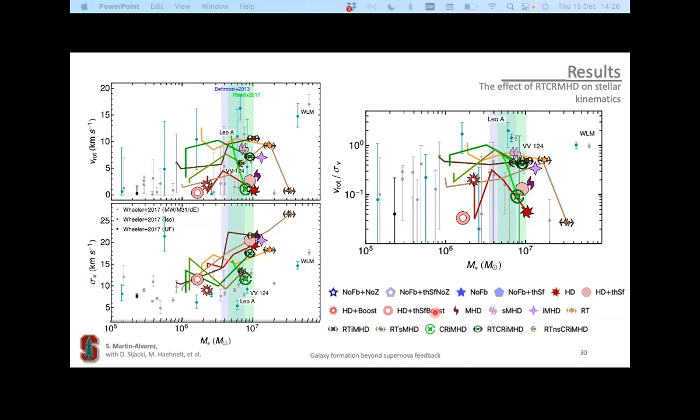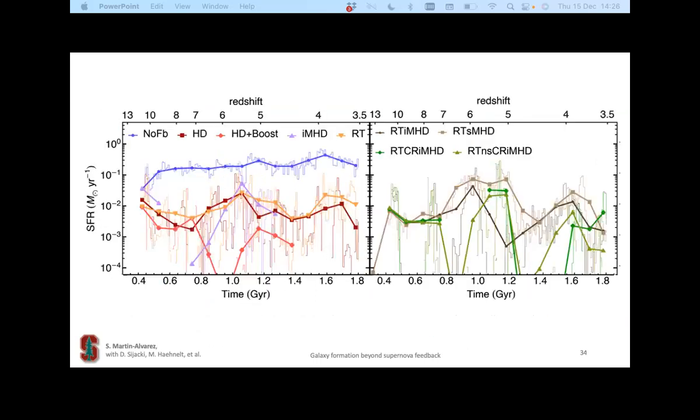So you say you see bursty feedback beating down the cusps into cores, right? And then you get a merger wiping out its effect. So what is happening with that? Are you just getting very large cuspy galaxies merging and wiping out the core?